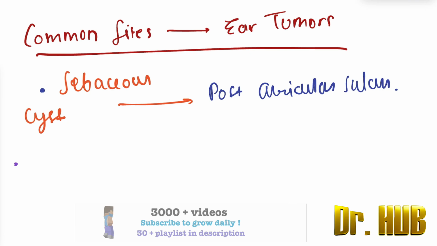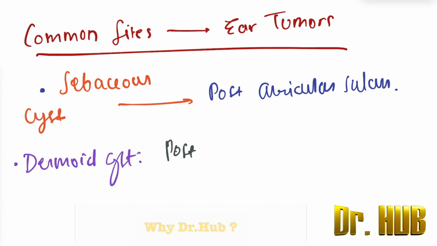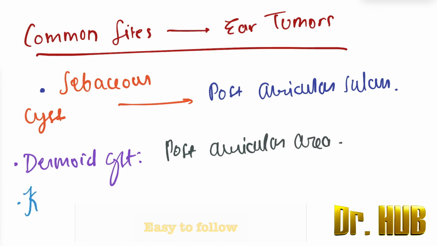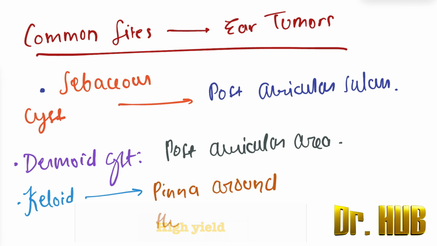Next, we move on to the dermoid cyst. Dermoid cyst, the most common site is the post-auricular area. Then comes the keloid. The keloid, if you see, the most common site is the pinna, and it is around the piercing site.